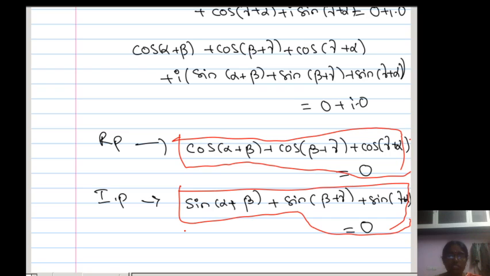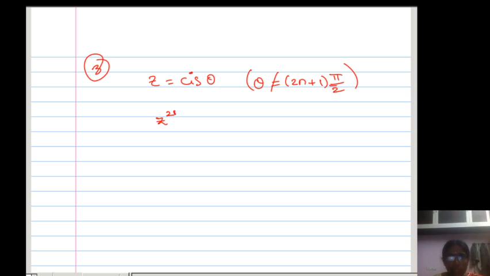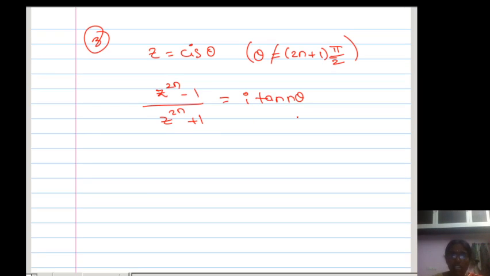Okay. Next, the third one. What is the third in the second? If n is an integer and z is equal to cis theta, where theta is not equal to (2n plus 1) into pi by 2, not an odd multiple of pi by 2, then show that z power 2n minus 1 by z power 2n plus 1 is equal to i tan n theta. That we have to prove. LHS equal to RHS, we have to prove.